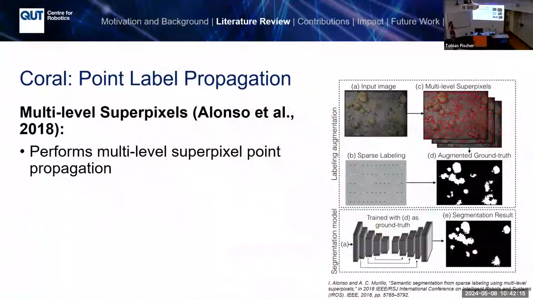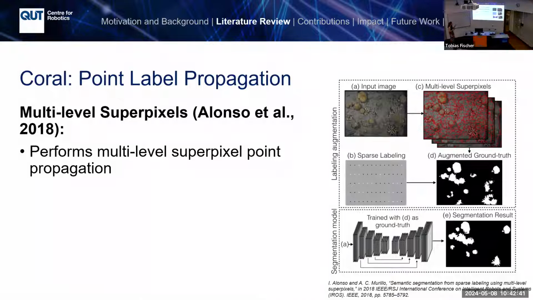What we are interested in here is the task of point label propagation. So in this work, what we have is an input image and some sparse labels. Here they've used grid-spaced point labels. And what we're wanting to do is propagate those points within our image to obtain what's called an augmented ground truth mask. So we can propagate those points, obtain that mask, and then use it to train a model as usual in that end-to-end way.